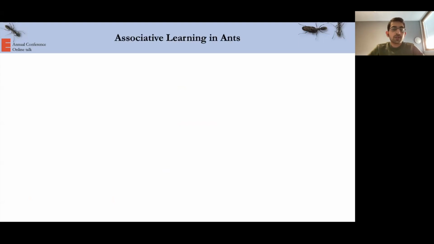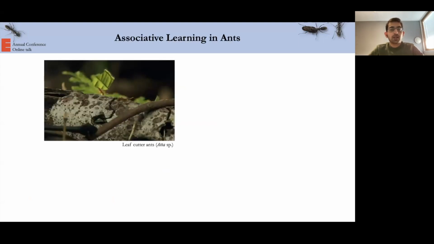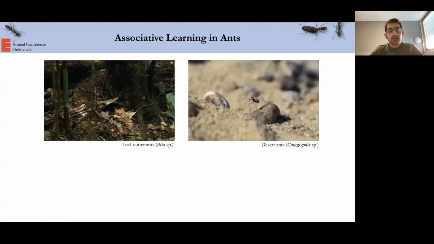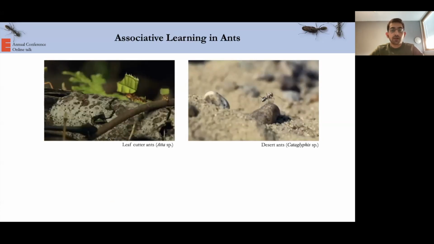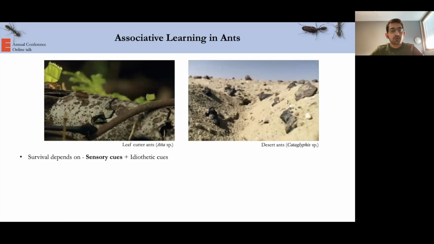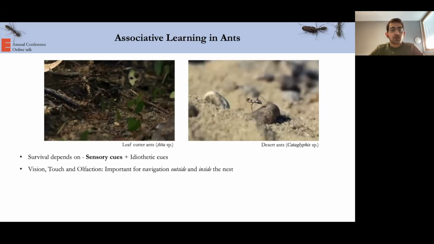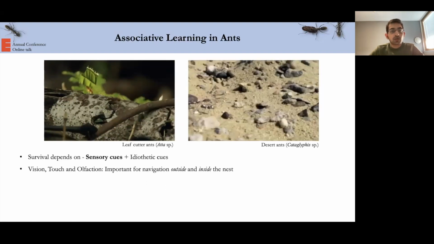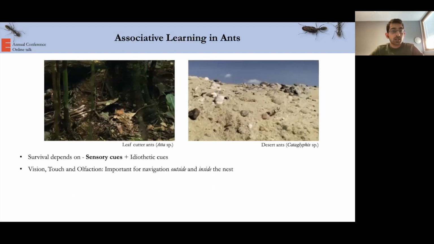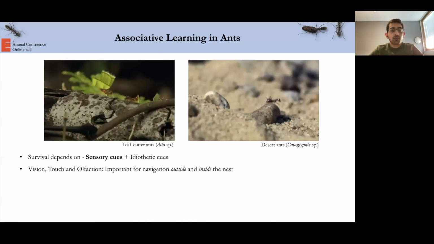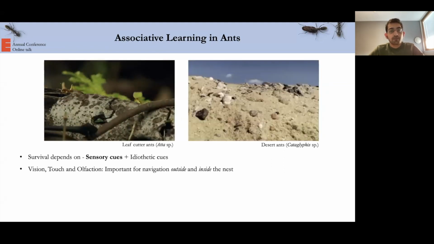Ants live in a wide range of ecological niches like rainforests and deserts. Here, they must learn sensory cues coming in from different faculties like touch, vision, and olfaction, along with idiothetic or self-motion cues to survive. For insects like ants, particularly those that forage solitarily, vision, touch, and olfaction are important for navigation outside the nest, where it must navigate towards a goal. Within the nest, touch and olfaction are more important when moving around in darkness.